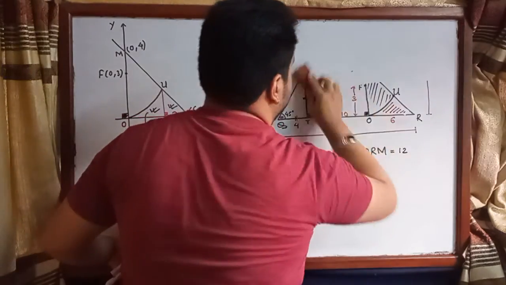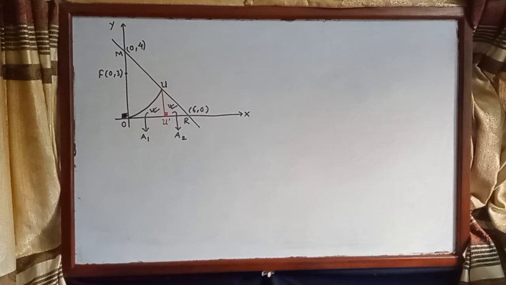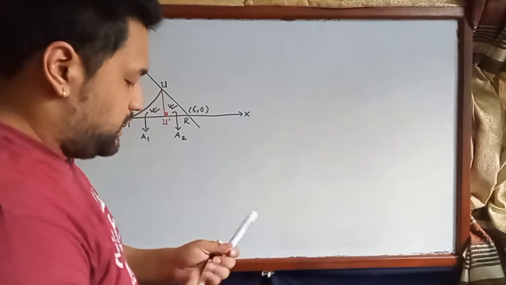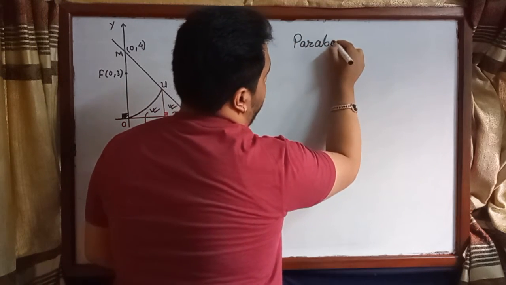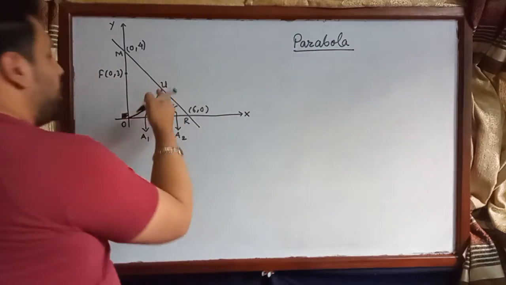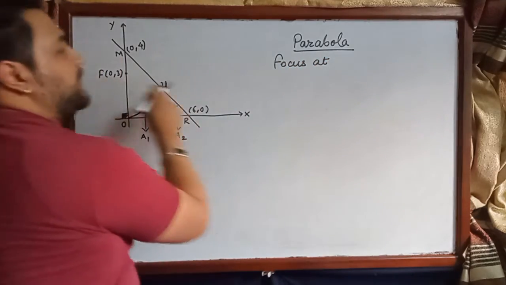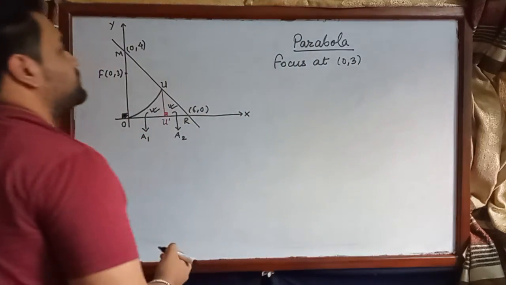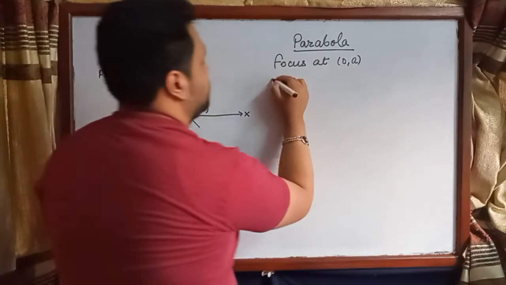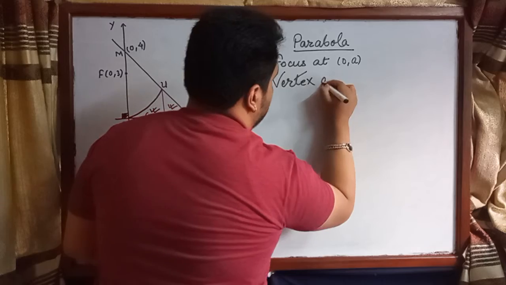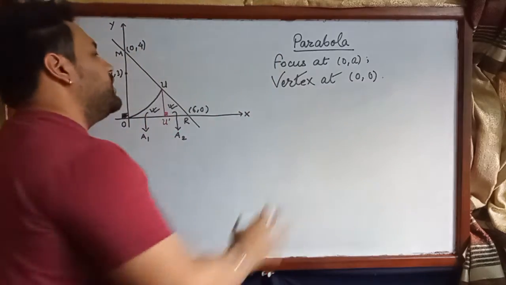Now we do not need this. Let's see. Recall that we have a parabola. Okay. We have a parabola. Focus at F means (0, 3). Or let's say (0, a), and vertex at origin, vertex at (0, 0). Focus at here, vertex at here.